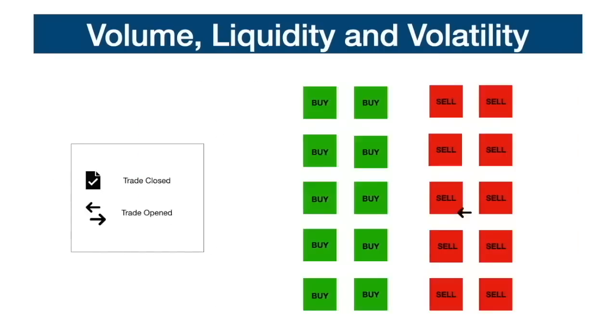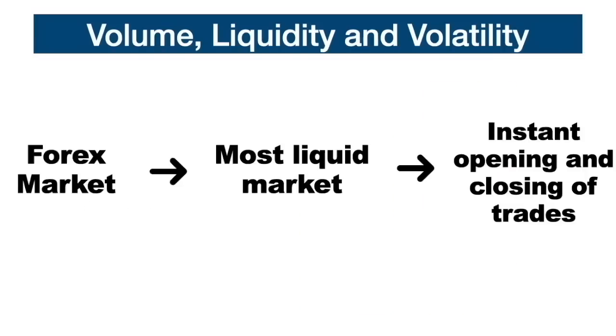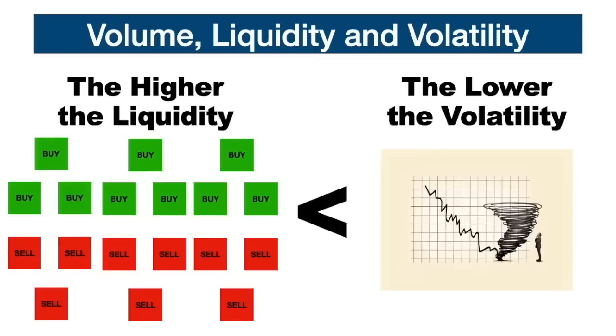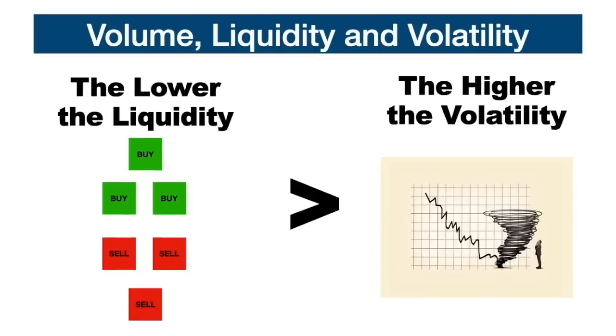High liquidity allows traders to open and close positions very quickly. This happens because there will always be someone with an opposite position, which will generate the necessary liquidity to be able to close the position. The Forex market is the most liquid market in the world, and any position can be closed instantly. The higher the liquidity, the lower the volatility. The lower the liquidity, the higher the volatility.